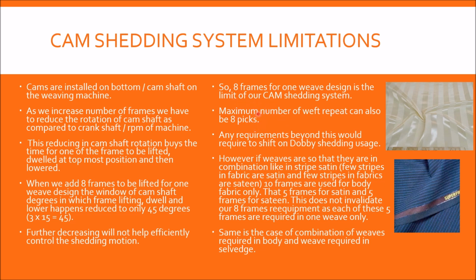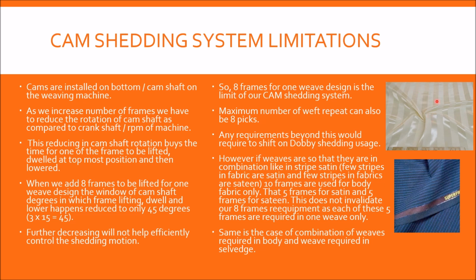When we require more than 8 frames or 8 picks, then we will have to use the Dobby shedding system. That is where Dobby shedding comes in, and the justification of using Dobby shedding is when we require more than 8 frames. There is a possibility that we are using 10 frames, even though we are not breaking this rule of 8 frames.